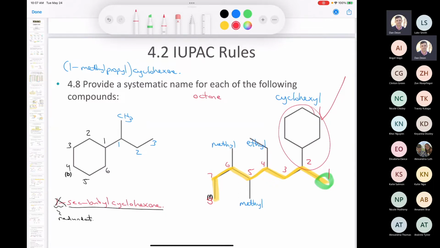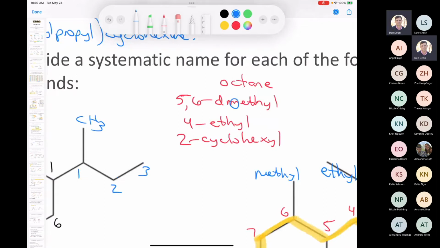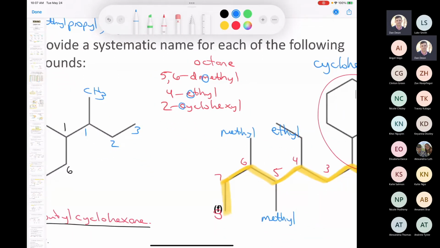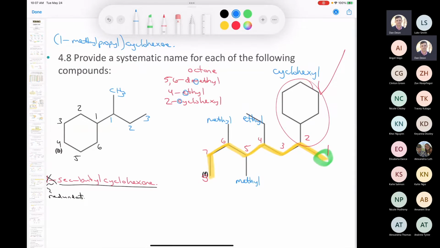Octane. What do we got here? We've got a 5,6-dimethyl. We've got a 4-ethyl. And we have a 2-cyclohexyl. So how do we alphabetize? We've got M for the dimethyl, E for the ethyl, and C for the cyclo, right? Because we don't ignore the prefix cyclo. So now we put that all together, and we have C, E, and M. So let's write this down. So we've got 2-cyclohexyl, 4-ethyl, 5,6-dimethyl octane.